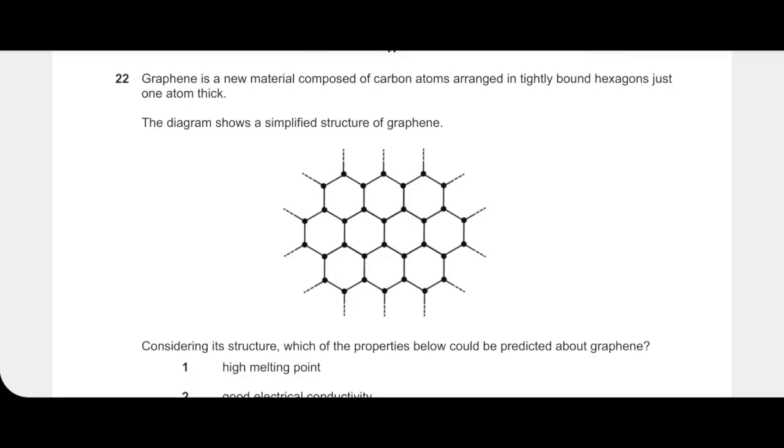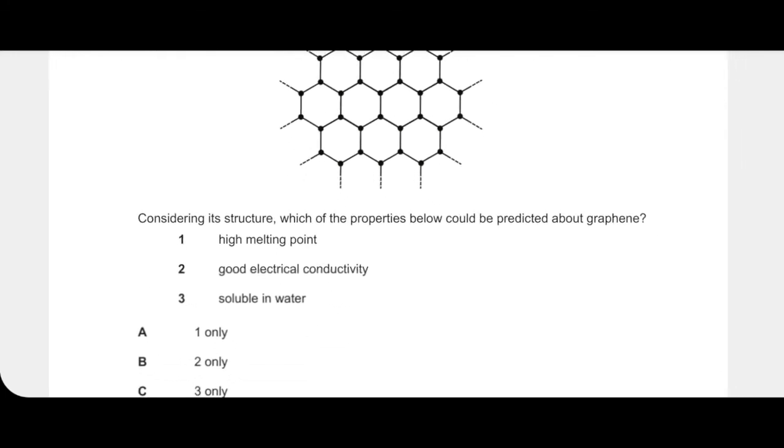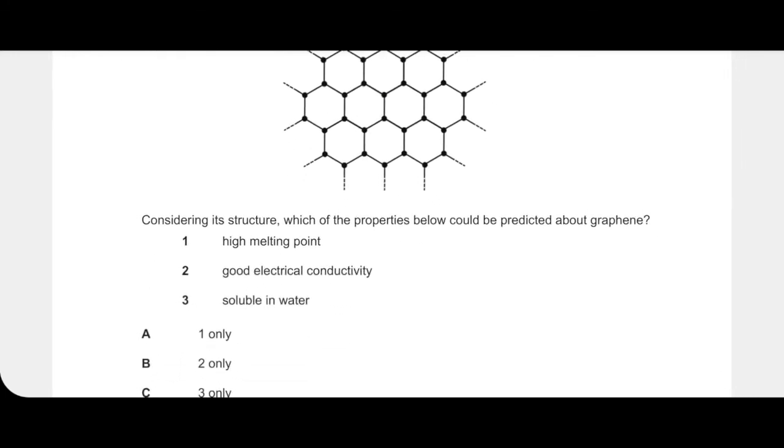Question number 22. Graphene is a new material composed of carbon atoms arranged in tightly bound hexagons just one atom thick. The diagram shows a simplified structure of graphene. Considering its structure, which of the properties below could be predicted about graphene? Statement 1, high melting point. Statement 2, good electrical conductivity. Statement 3, soluble in water.